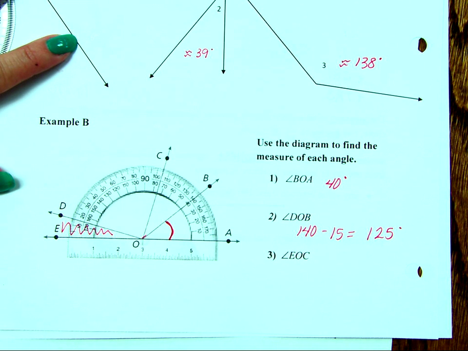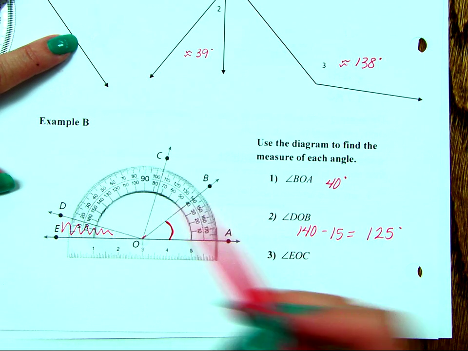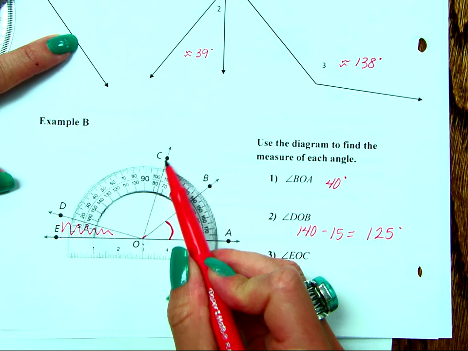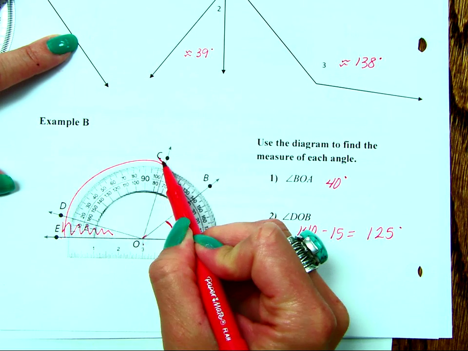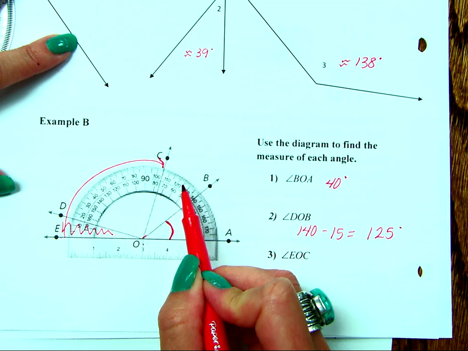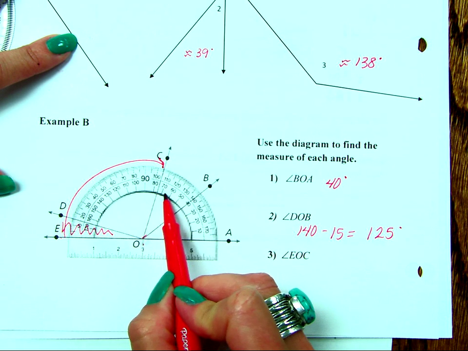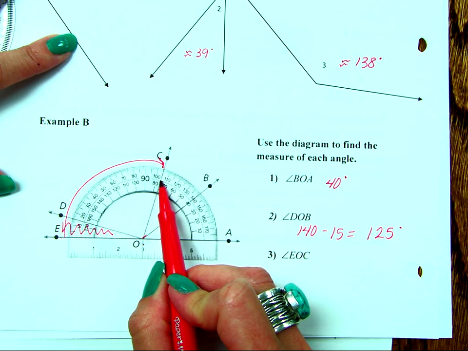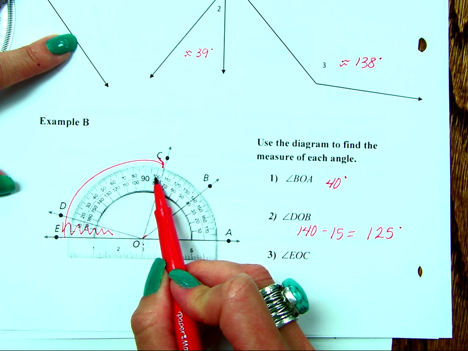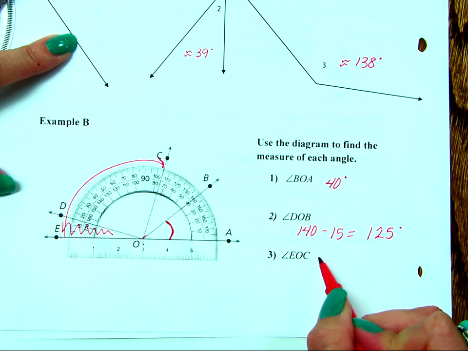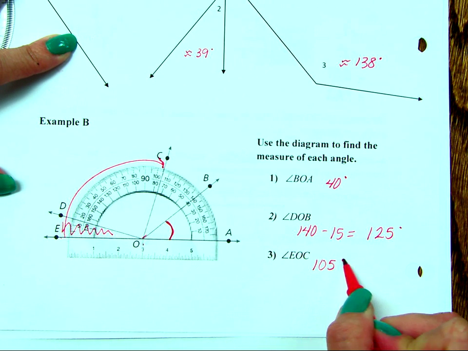Finally, my measure of EOC. I'm opening it this way, and so I know it's more than 90. Sometimes kids are confused, is that 115? Well, no, we're opening up from left to right, so if this is 100, my EOC angle is actually going to be 105.